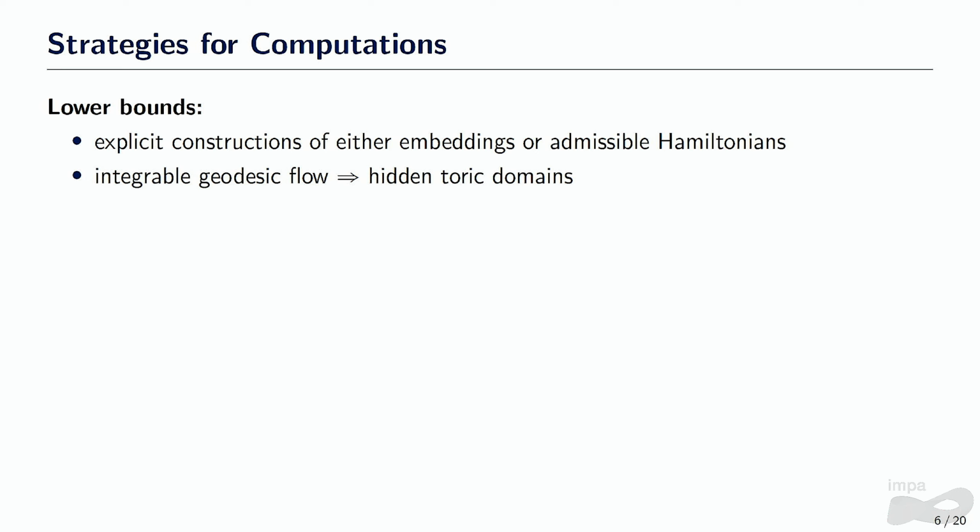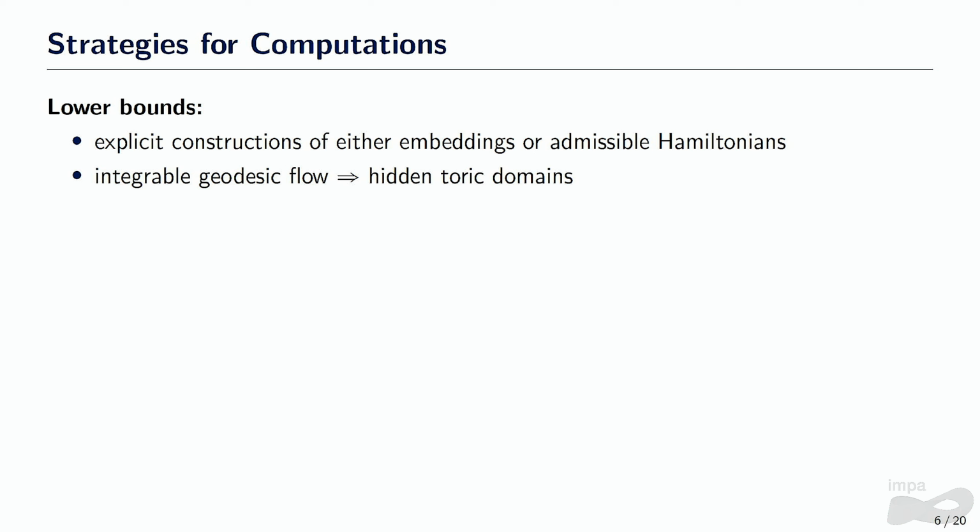For example, if the geodesic flow is integrable, which is the case for what Vinicius and Brian did, for round spheres, RP2, Zoll spheres, and also spheres of revolution, you have enough integrals of motion to detect what I would like to call hidden toric domains. And in toric domains, we understand embeddings of balls very well. So this is how you can eventually find balls hidden inside a tangent bundle.